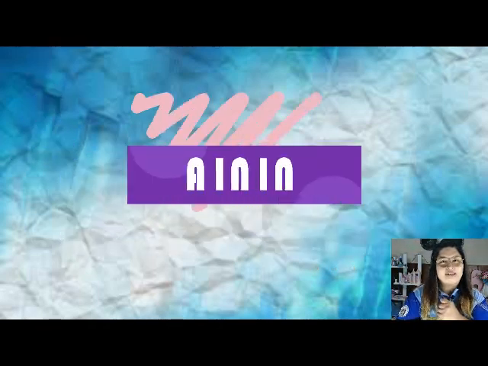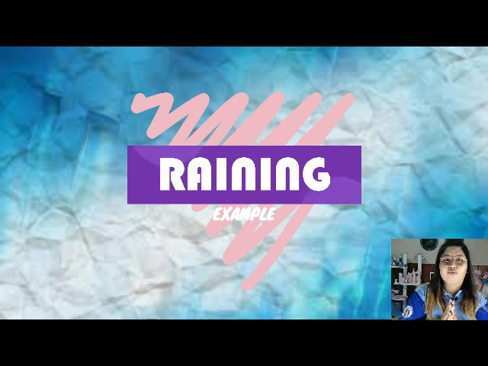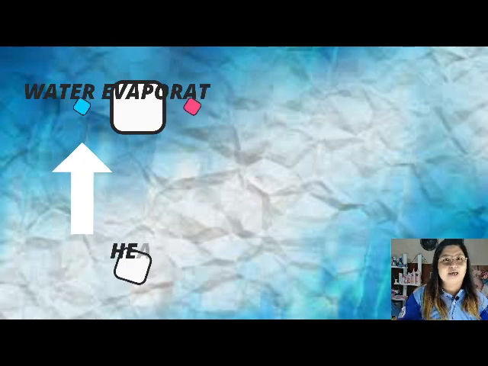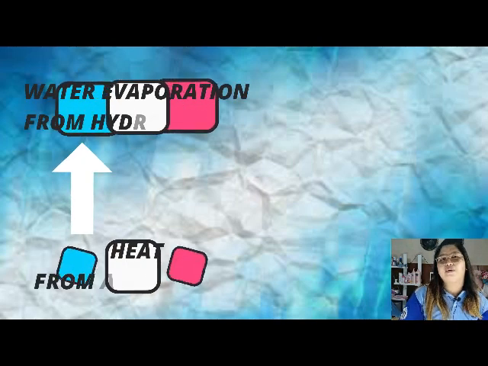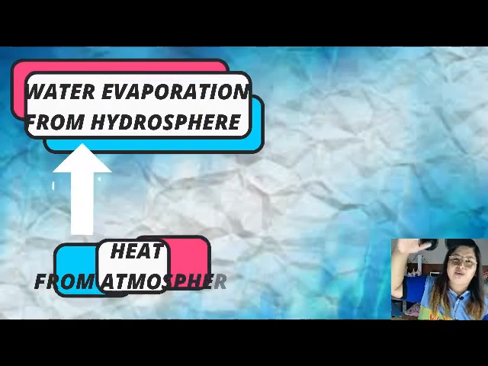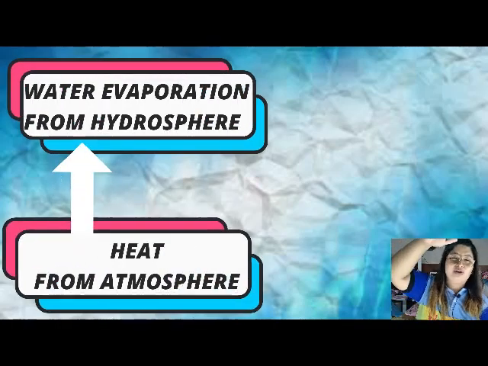Pag umuulan, diba? Saan galing yung ulan? First, of course, nanggaling yun sa pag-evaporate ng tubig. Evaporate ng tubig galing saan? Sa hydrosphere, of course. Evaporate dahil mainit. There's a connection between your atmosphere and your hydrosphere already.